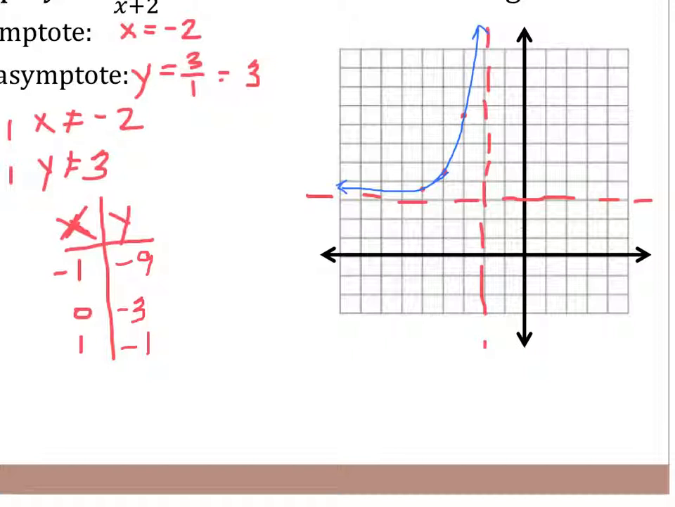All right, let's try that again. All right, -1, -9 is going to be down here. About right there. And then I'm going to have 0, -3. And then I'm going to have 1, -1. Okay. And then we'll connect those. And there we go.